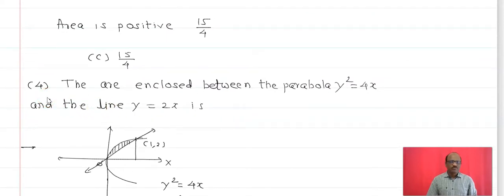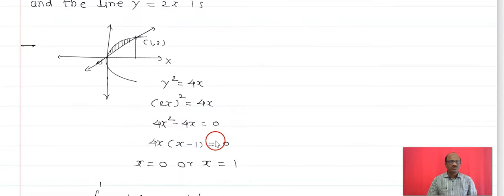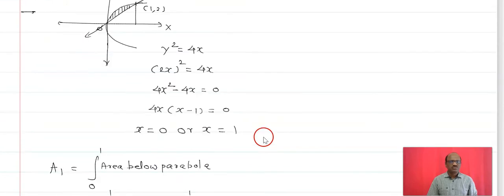Now problem number 4: the area enclosed between the parabola y square equals 4x and the line y equals 2x. This is the parabola y square equals 4x, symmetric about the x-axis. What are the points of intersection of the line y equals 2x and the parabola y square equals 4x? Put y equals 2x: (2x) square equals 4x, that is 4x square minus 4x equals 0, 4x(x minus 1) equals 0. So x equals 0 or x equals 1.